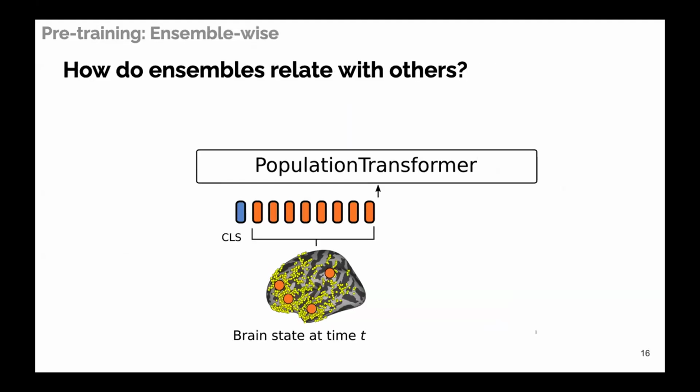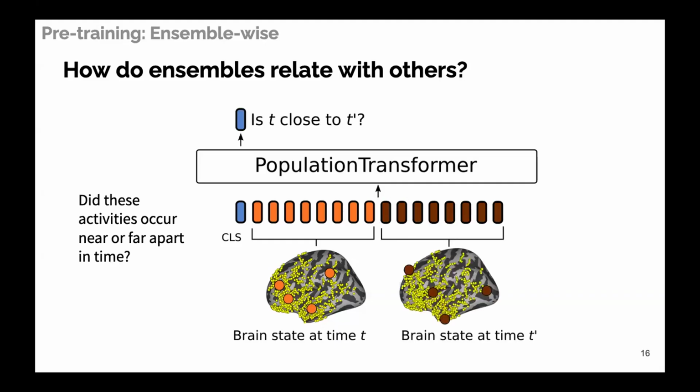The other task we have is the ensemble-wise task, which is basically learning the population information at the class token. For this one, we have the class token as well as, again, the brain state at time t. This one's also inspired by BERT, where we have the brain state at time t prime as another input. And the goal here is for the classification token to guess whether or not the brain state at time t is close to t prime.